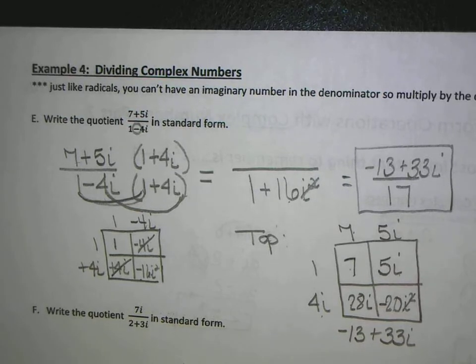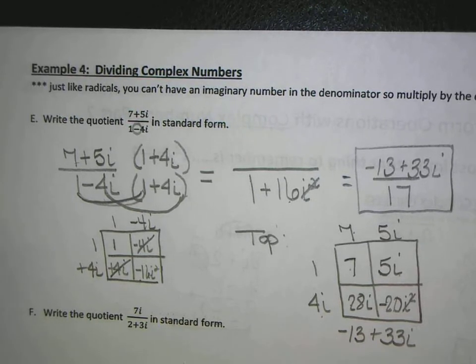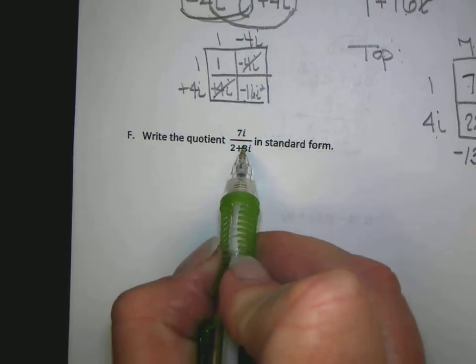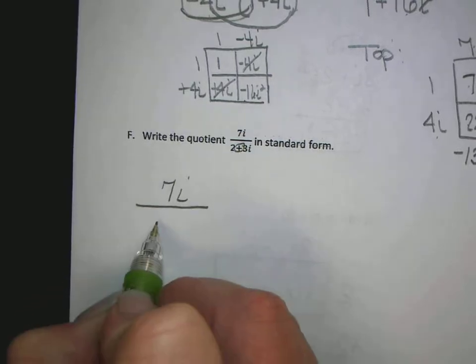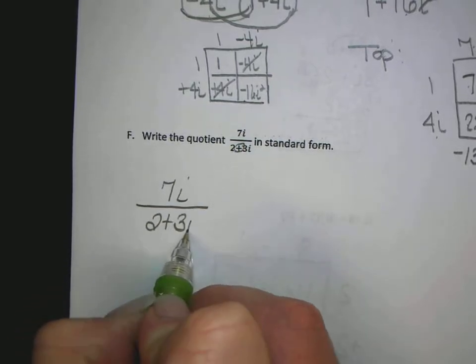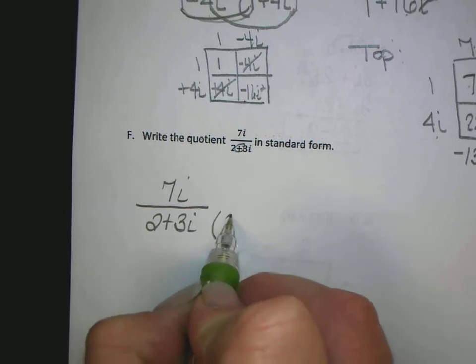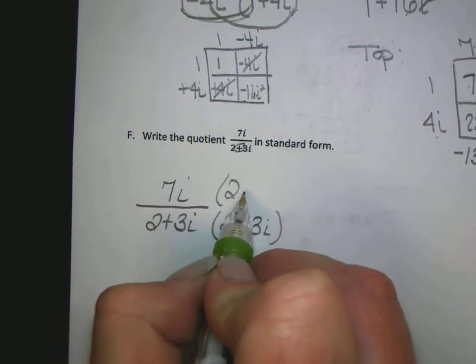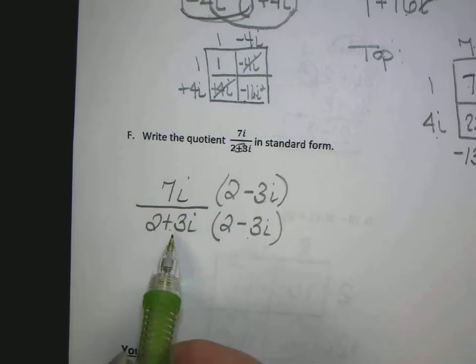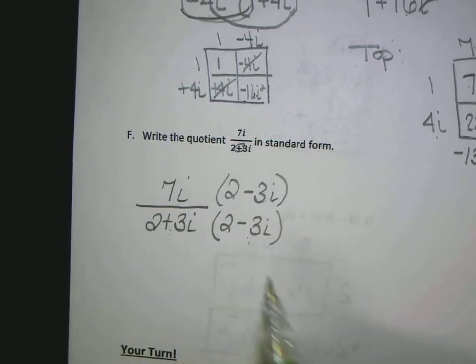The nice part is it's the same rules with radicals. No radicals in the denominator, no i's in the denominator, so multiply by the conjugate. All right, go down to f. Again, you're going to go the opposite of that. So 7i over 2 plus 3i. You need the opposite, 2 minus 3i times 2 minus 3i. Now, again, these are complex conjugates.